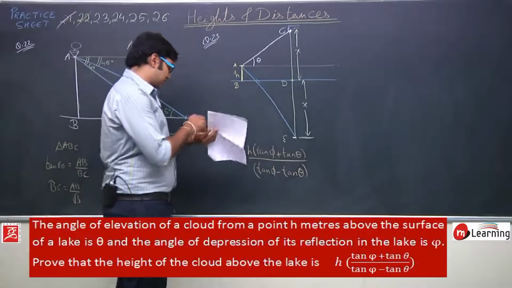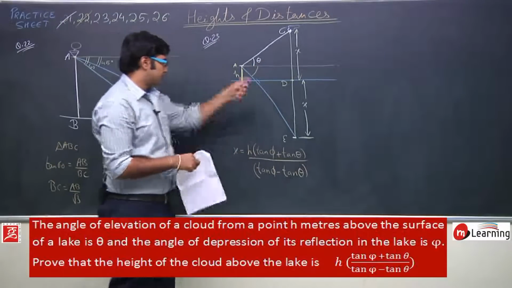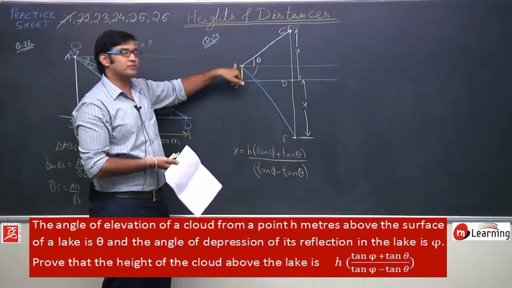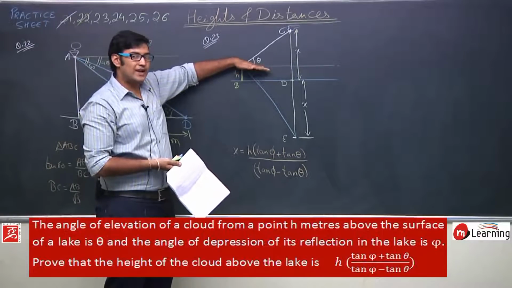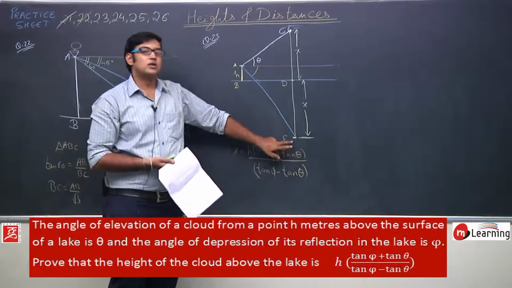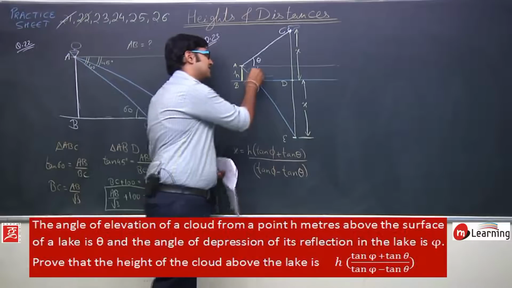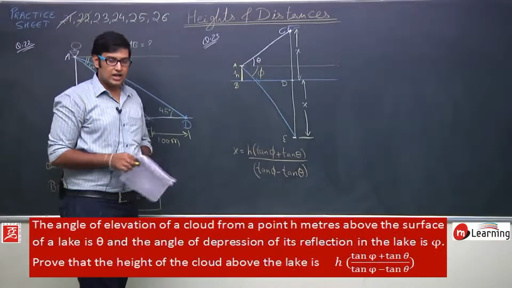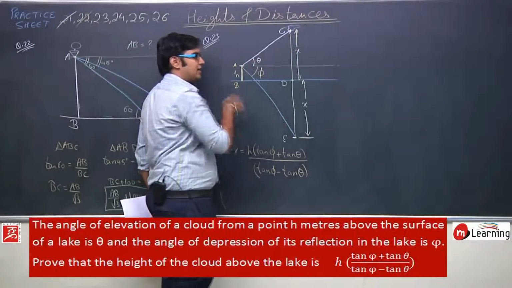And what is the angle of depression? This angle with the horizontal. This is the horizontal drawn from the point of observation. So I need to move my head this many degrees downwards to observe the image of the balloon. So this is phi. We have this as phi and this as theta and this height is h. I need to determine the value of x in terms of phi, theta and h.